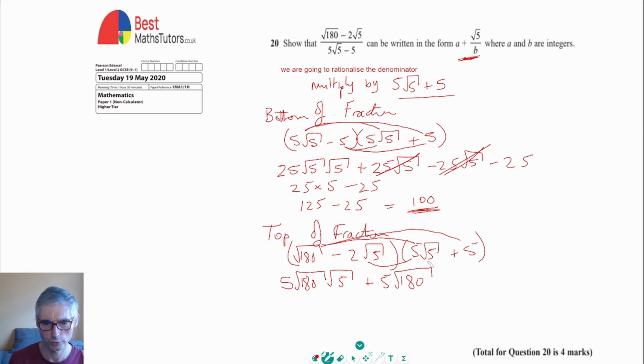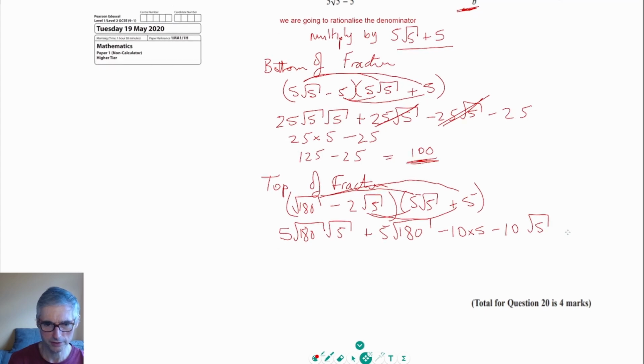The minus 2 and the 5 make minus 10. And then what we end up with is root 5 times root 5. Because I've got the same root 5 there, they cancel and that just makes 5. Finally, I've got the minus 2 root 5 times 5, so that will give me minus 10 root 5. Okay, so it's still looking pretty complicated there.